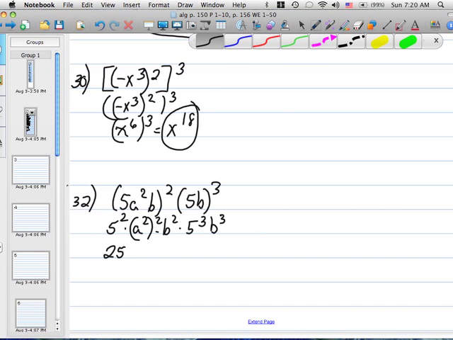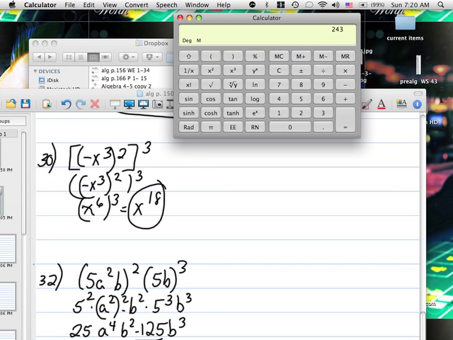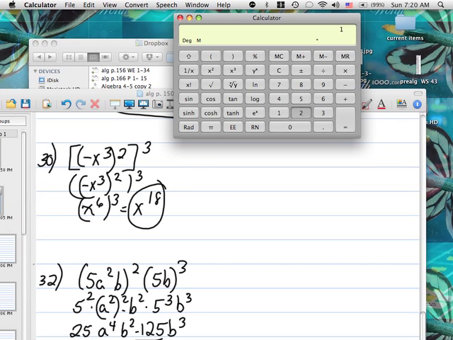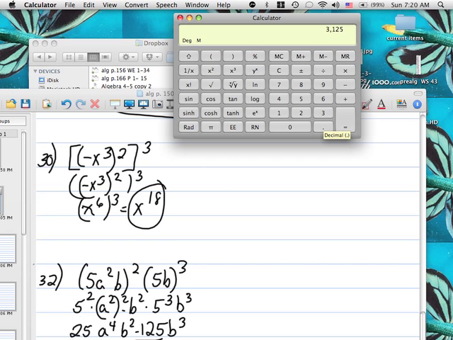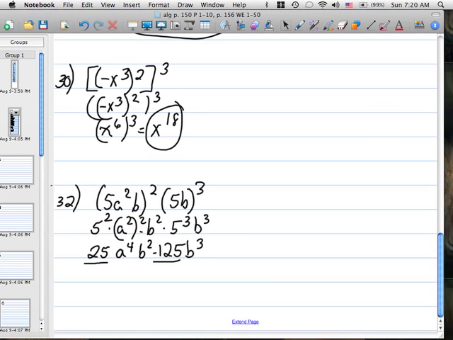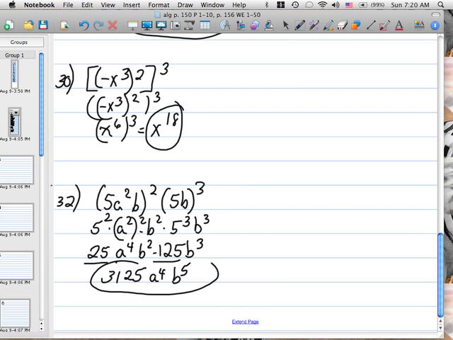5 squared is 25. A to the second is a to the fourth. B squared. 5 to the third is 125. B cubed. So 25 times 125 is 3,125. And you have a to the fourth, b to the second, b to the third, add the exponents, b to the fifth.